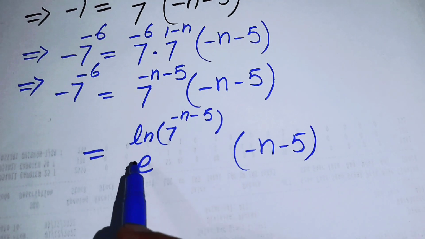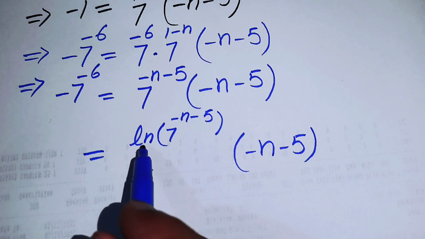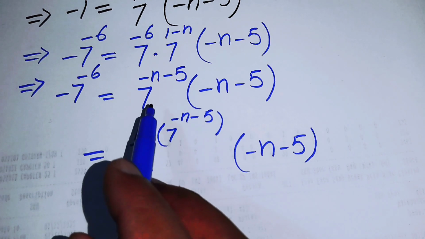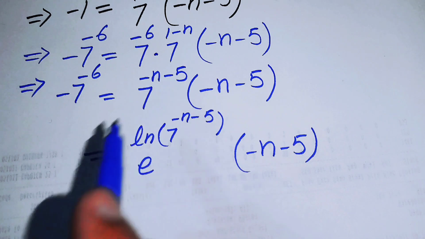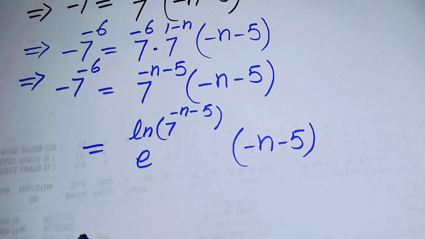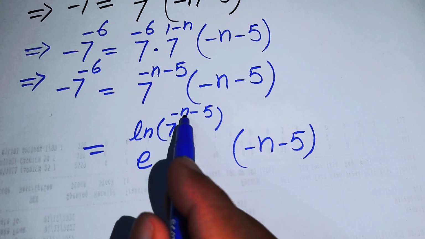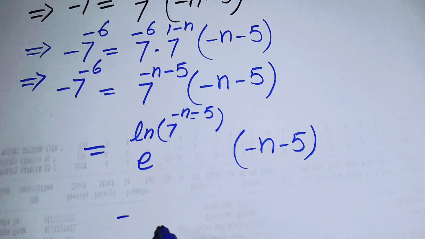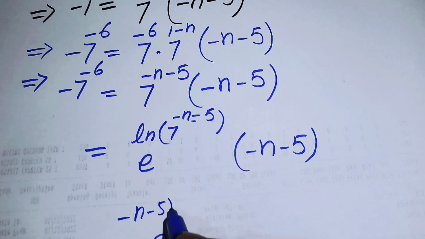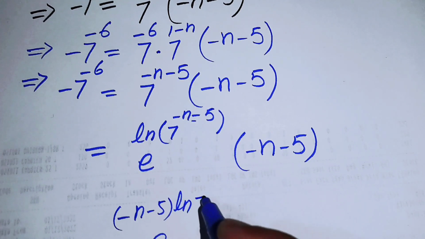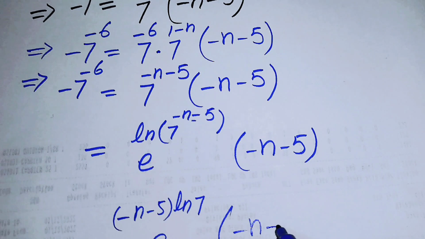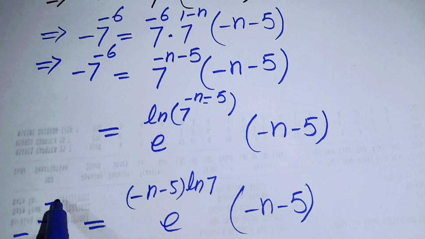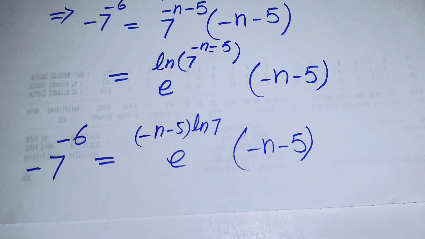Here you see that this is the anti-log and this is the log, and you know that when these occur at the same time they cancel each other, and we obtain our value 7 to the power of minus n minus 5. Now we use the property of log, and we can take minus n minus 5 in front of this log, and we write it as e to the power of (minus n minus 5) times log 7, into (minus n minus 5), and on the left hand side we have minus 7 to the power of minus 6.